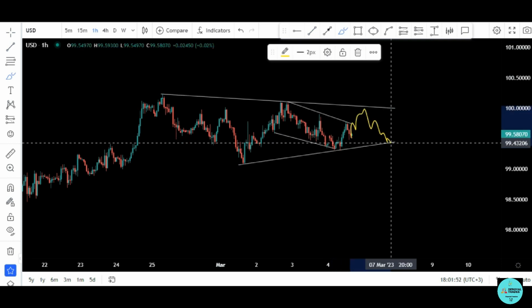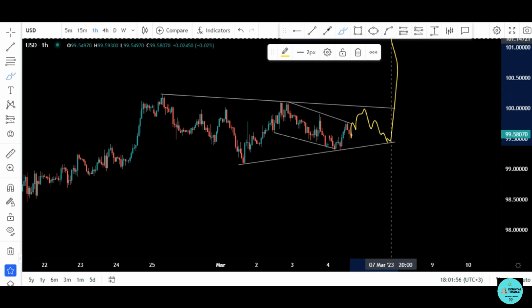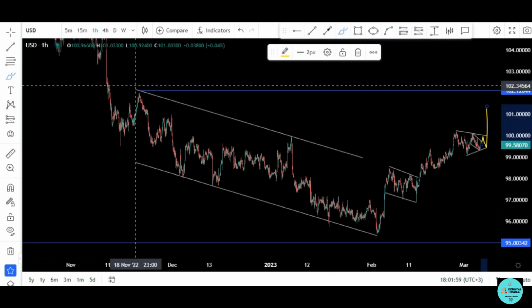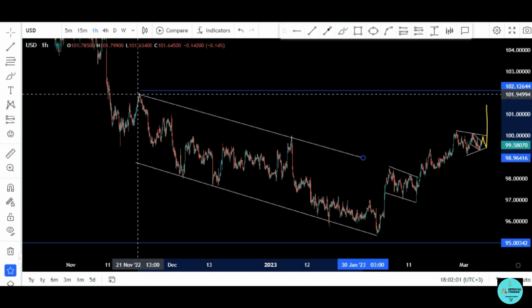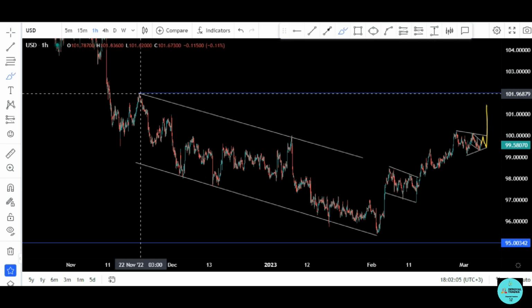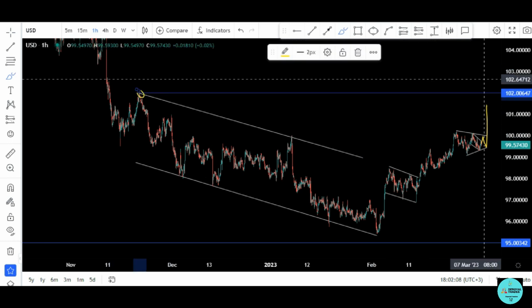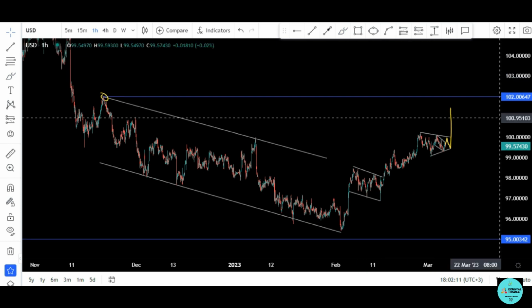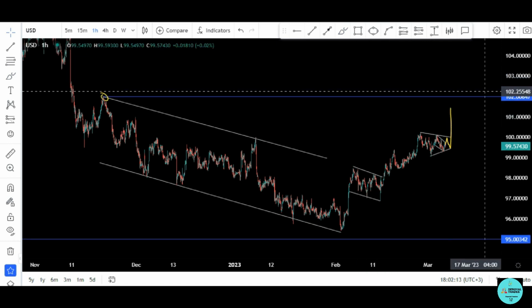So what I am expecting from this pair is to make another impulse here, okay, and one more touch for this trend line, and then we are waiting for a continuation. So I am expecting USD to reach this area. Okay, this is what we call ninth rule. So we are expecting USD index for buy direction.